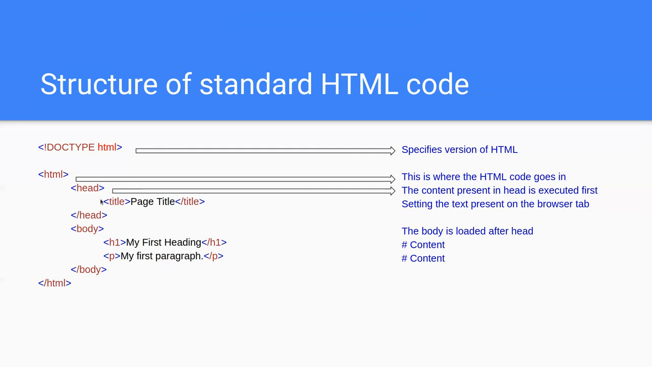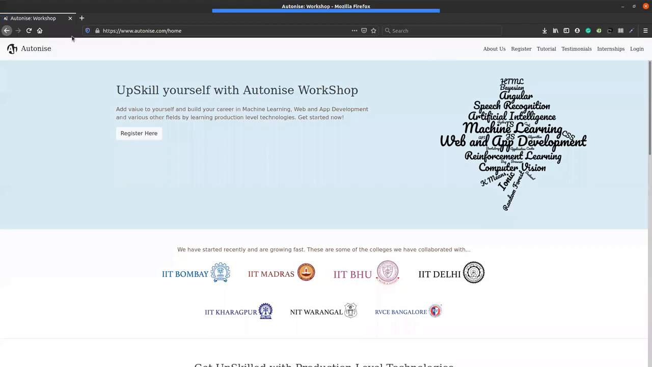Inside the head, you can have the title tag, which specifies the text that should appear on the tab of your web page. So for example, if I go to www.autonise.com, you can see that Autonise workshop is displayed on the tab of the browser. This can be specified using the title tag.